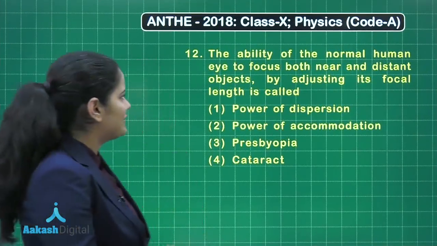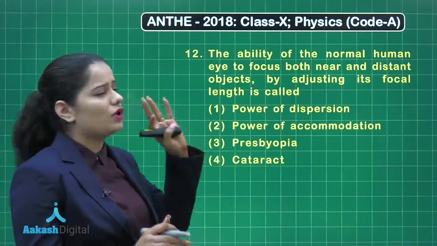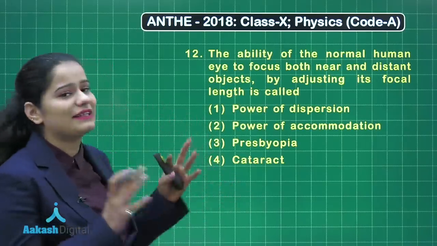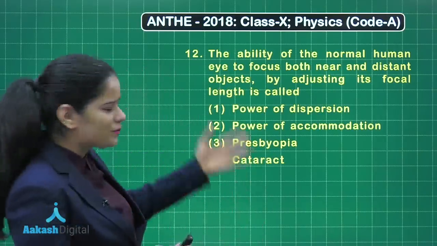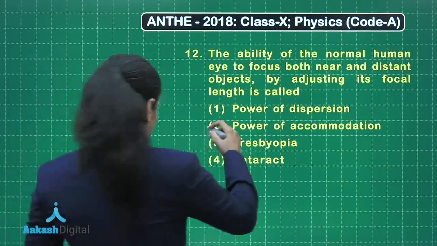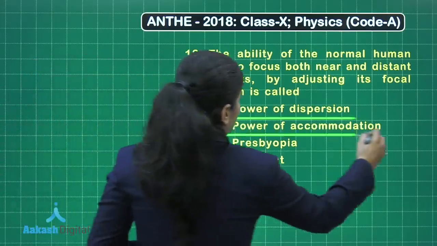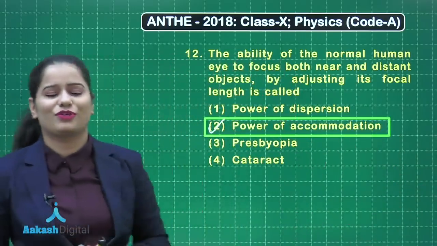Hey, so here we have this next question which says the ability of the normal human eye to focus on both near and distant objects by adjusting its focal length is called. We know this is the power of accommodation, and which option is the correct option? That is option number 2. So let's mark it. I hope this question is clear to you. Now let's move on to the solution for the next question.